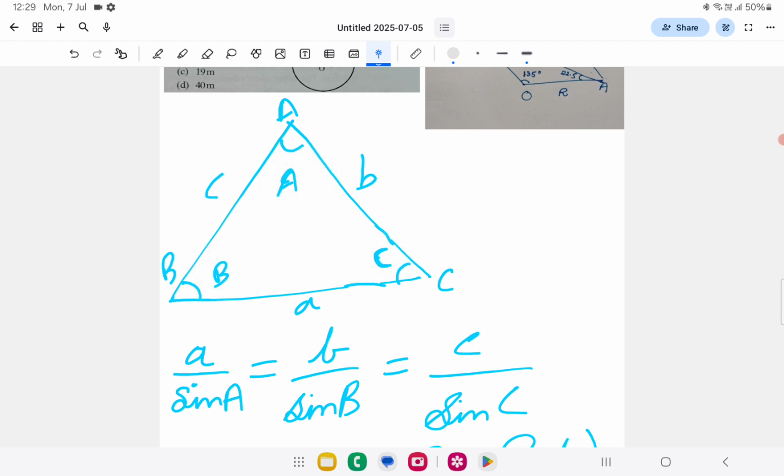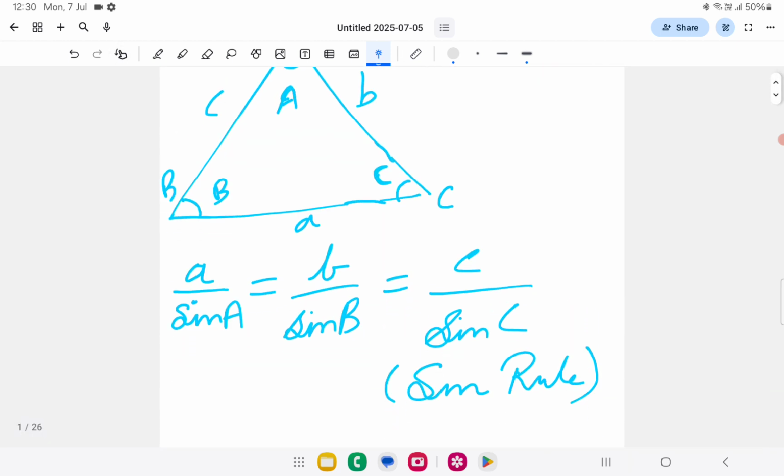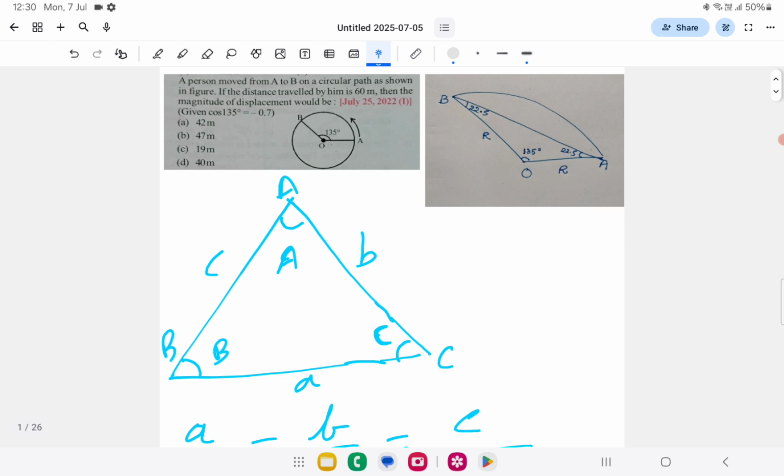So according to sine rule, small a upon sine A is equal to small b upon sine B, which is equal to small c upon sine C. This is a very easy rule, and I hope you understood this sine rule. It's actually very easy. So let us apply it on this particular question.